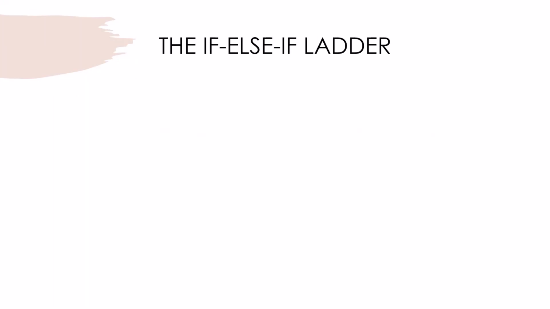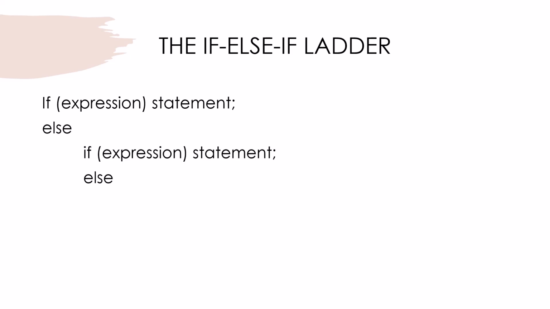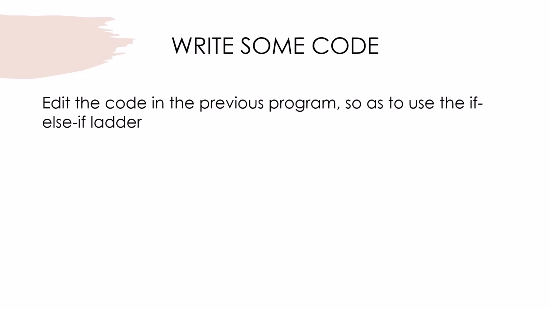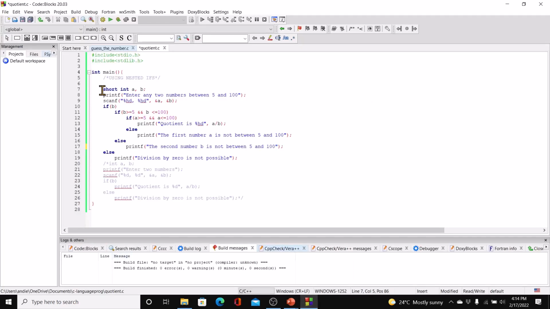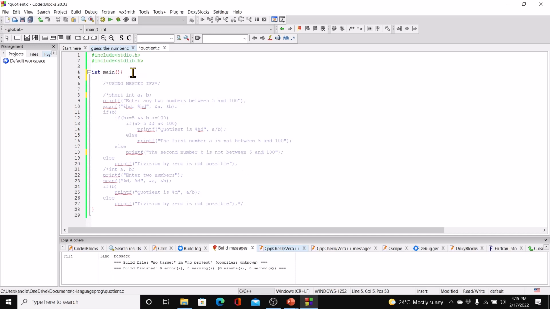The if else if ladder, that goes like this: if condition execute statement, else if condition execute statement, else if condition execute statement, and so on. Let's write some code, edit the code in the previous program so as to use the if else if ladder. So going back to the code now, we can again comment this out, and you can choose to start here.